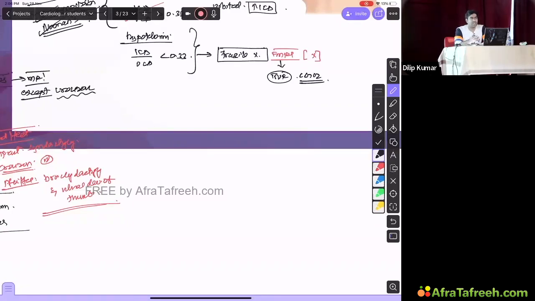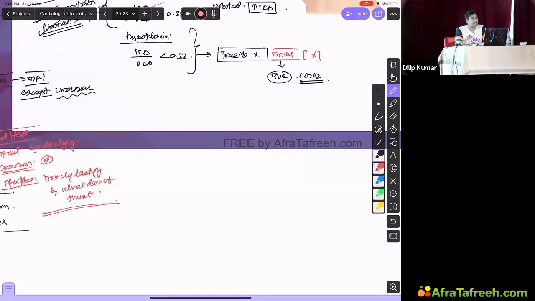I mean, this is very common, isn't it? CAG for Huntington's disease, CGG for Fragile X, CTG for myotonic dystrophy, and GAA for Friedreich ataxia. Have you heard of this? These are the four things that they will commonly ask in exams.